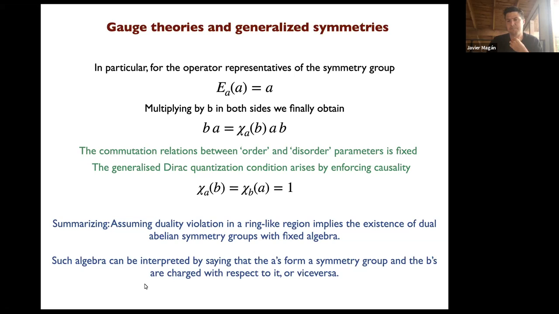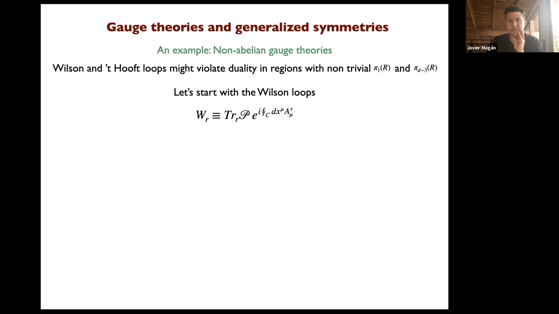So as an example, and this maybe will answer Daniel's question better, let's consider non-abelian gauge theories. In these theories, the full algebra of the theory is generated by Wilson and 't Hooft loops, which are the obvious candidates to violate duality in regions with non-trivial pi 1 and non-trivial pi d minus 3 respectively. So let's start with the Wilson loops. As we all know, Wilson loops are labeled by irreducible representations of the gauge group. But they, of course, do not generate an abelian symmetry group.